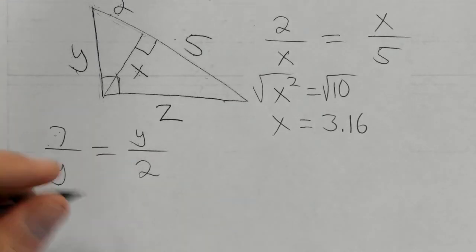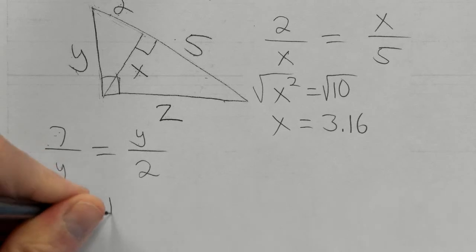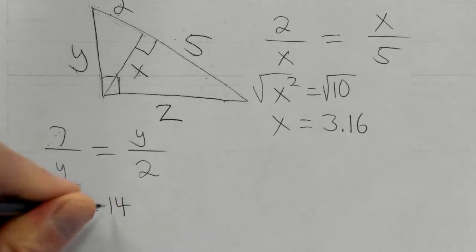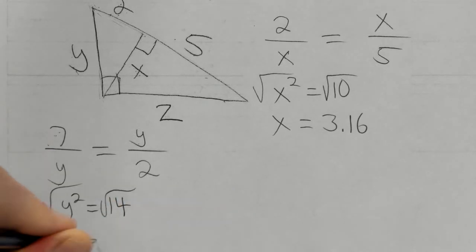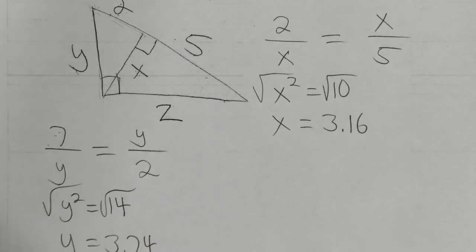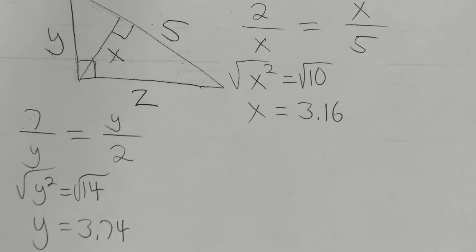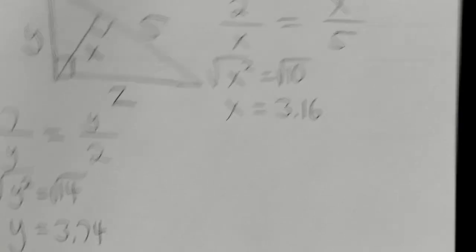Again, just like last time, we'll do the cross products. Y times y is y squared. And then 7 times 2 is going to give me 14. I'm ready to take the square root of both sides. And then now we can get y is equal to 3.74. That's your correct answer for y. Okay, one more thing to solve for this particular problem, and that's z.